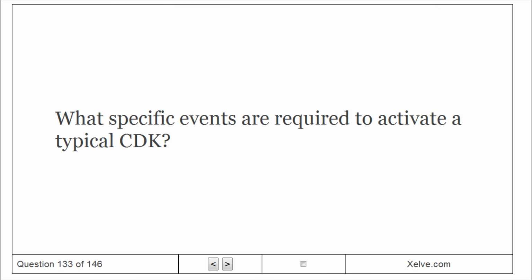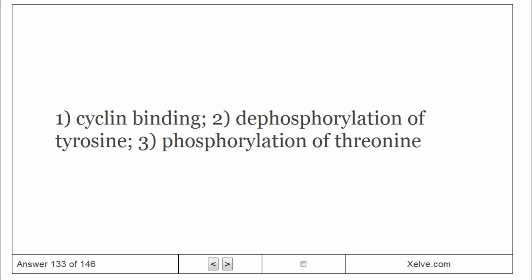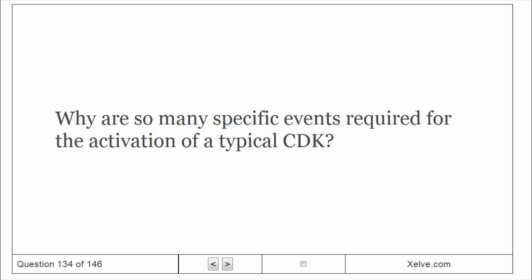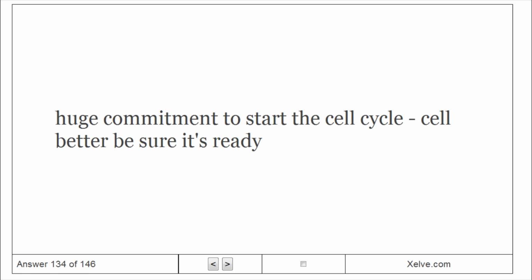What specific events are required to activate a typical CDK? 1. Cyclin binding. 2. Dephosphorylation of tyrosine. 3. Phosphorylation of threonine. Why are so many specific events required for the activation of a typical CDK? It is a huge commitment to start the cell cycle. The cell better be sure it's ready.